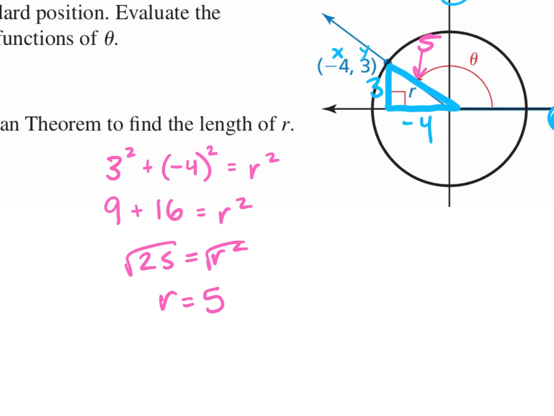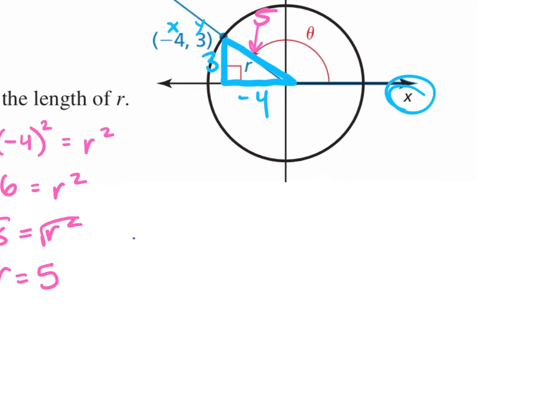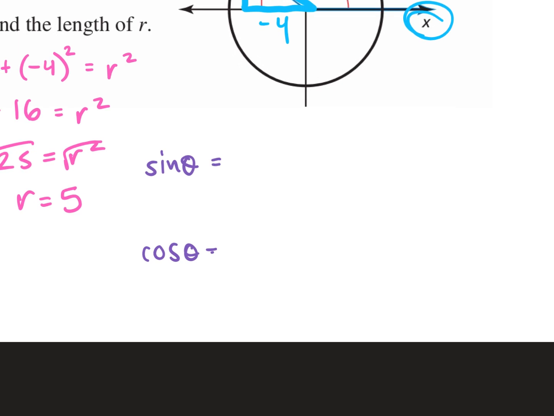So we have to find the 6 trig functions. So we want to find sine of theta, cosine of theta, and tangent of theta. And then we'll find the reciprocal ones too. What's the reciprocal trig function of sine? Cosecant. What about for cosine? Secant. And what about tangent? Cotangent. Awesome.